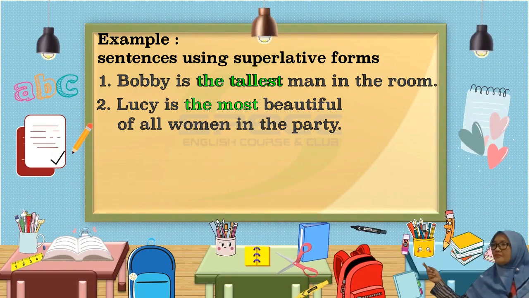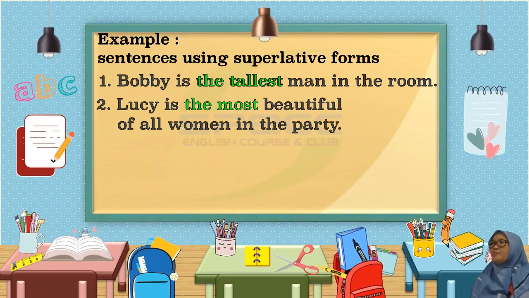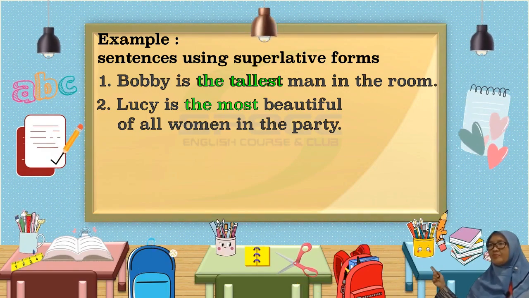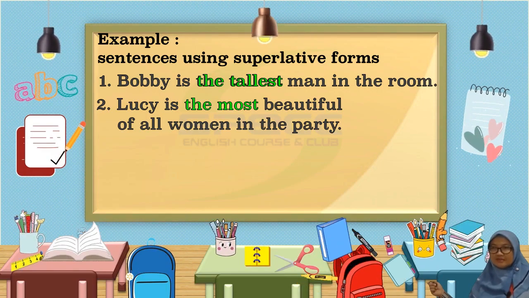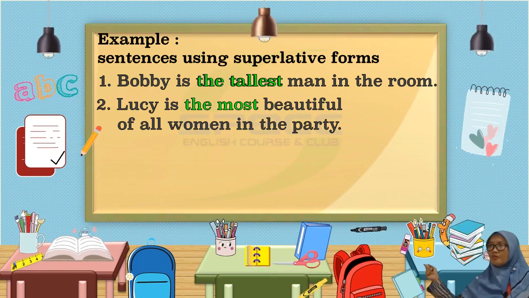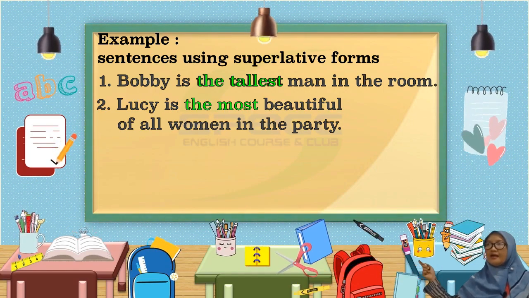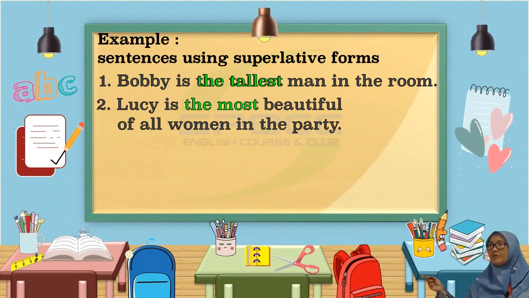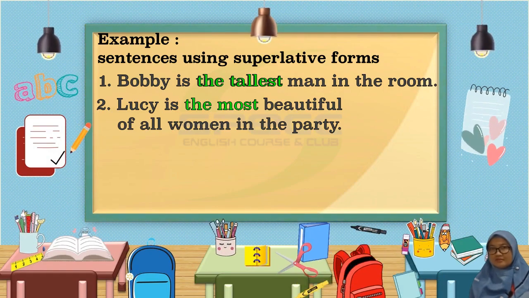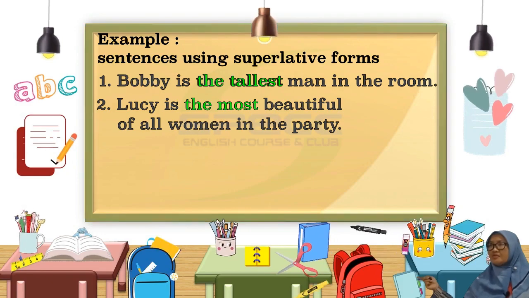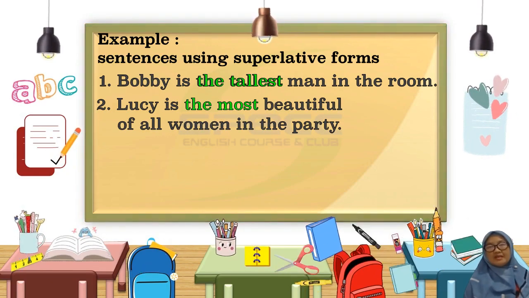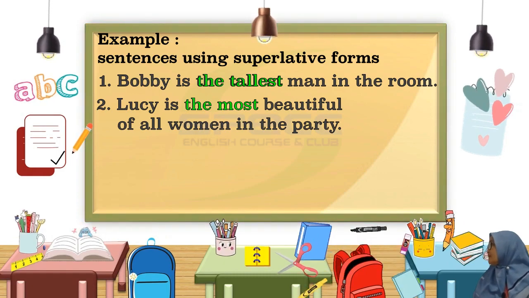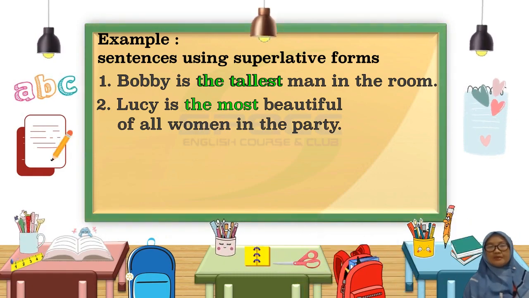So we use: Lucy is the most beautiful of all the women at the party. Pay attention to the word the and the most, and then of all the women in the party. So Lucy is compared with all the women in the party. And then let's see the third example.